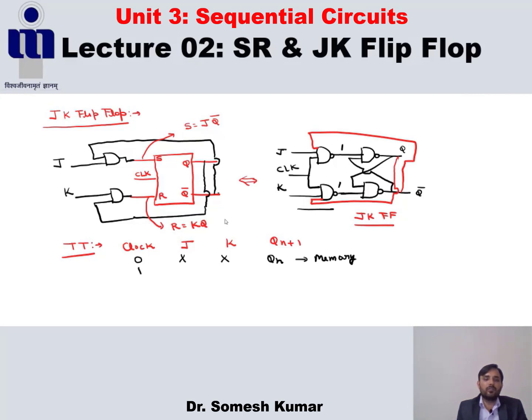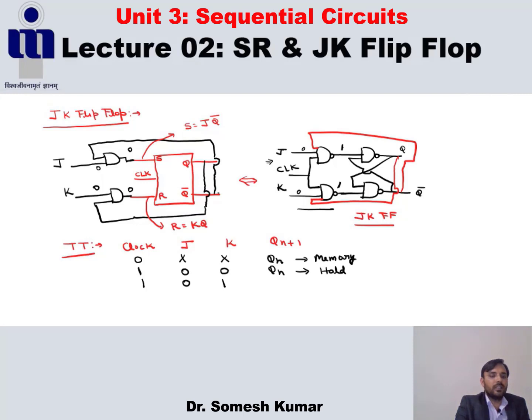Now if the clock is 1, what is the first combination? When both J is 0 and K is 0. What happens in this case? If J is 0 and K is 0, what is the output of this AND gate? Here the output becomes 0 and here the output becomes 0. You can also see from the other diagram, if J is 0 and K is 0, this output becomes 1 and this becomes 1, and if both inputs of our NAND latch are 1 1, then our output remains in the previous state, Qn, and this is called the hold state.